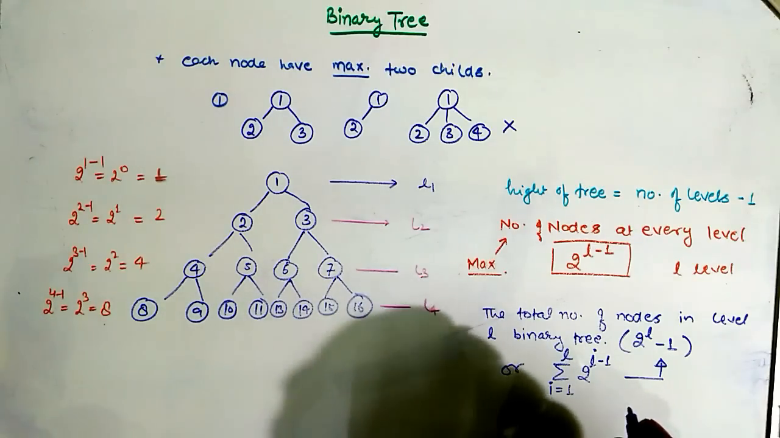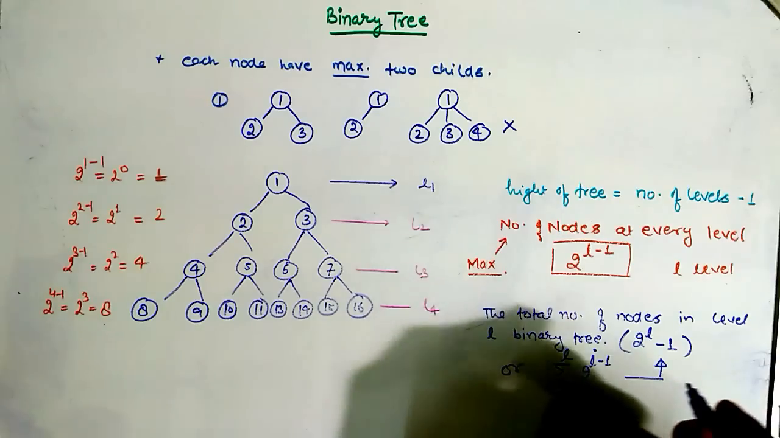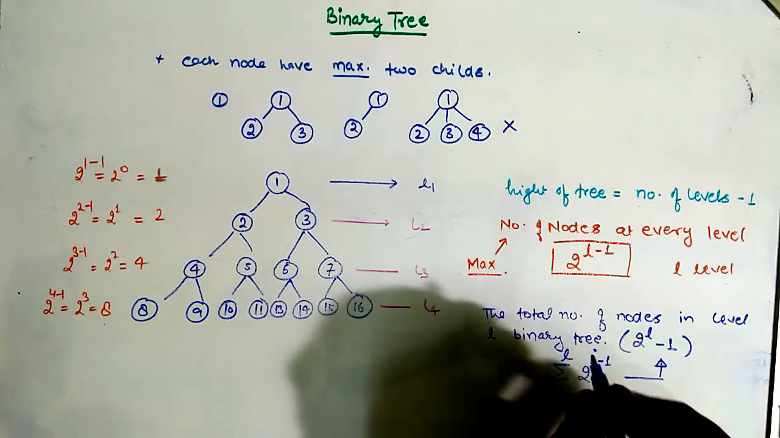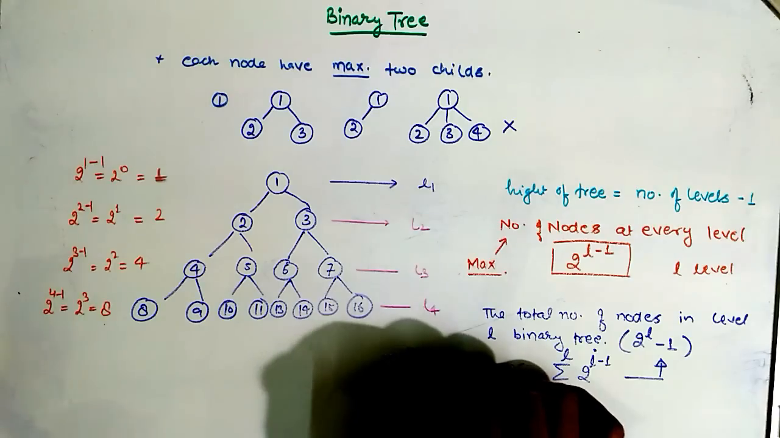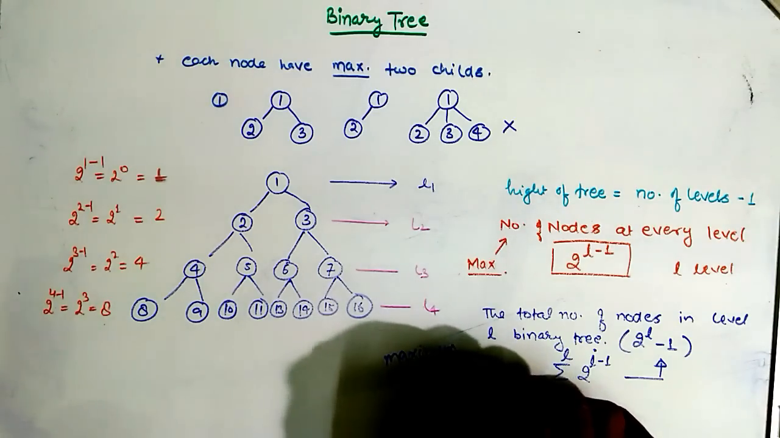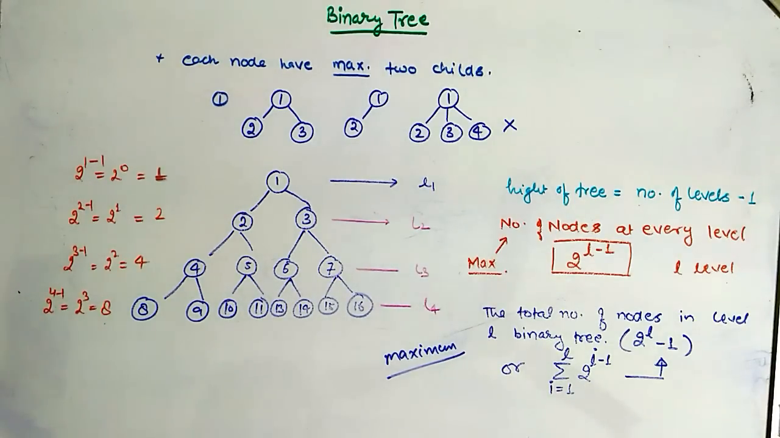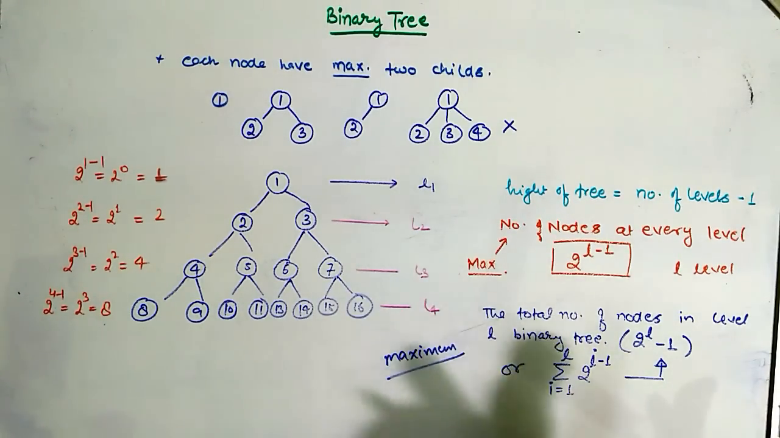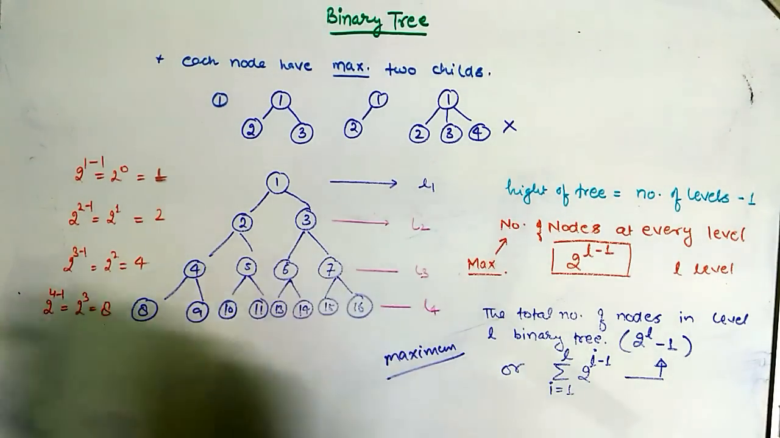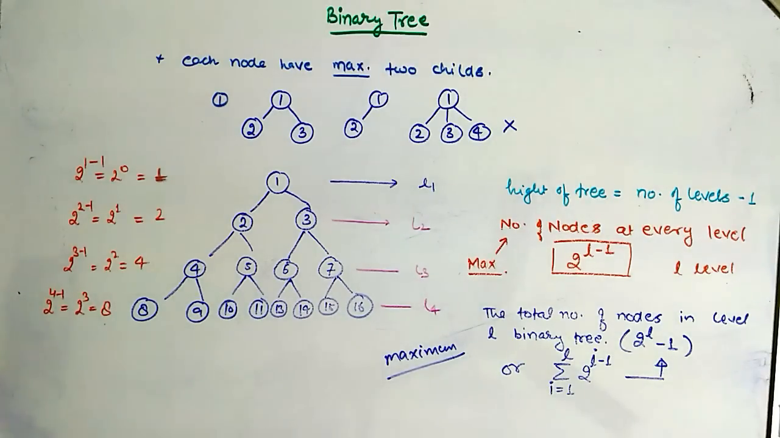So we have total number of these nodes. Maximum we can have maximum these many of nodes. So we are talking about the upper bound, the maximum number of nodes at each level, and the maximum number of nodes that a binary tree can have. Okay, so this is all about the binary tree properties.